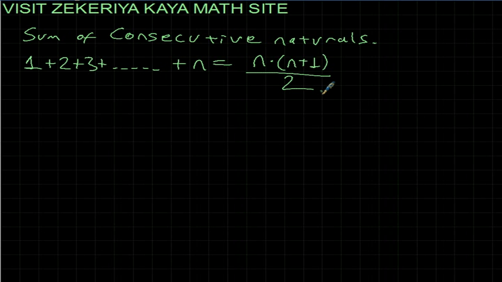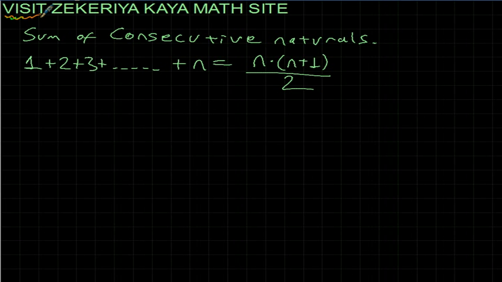Remember that. If you write only the formula, it's enough. You write the formula. Topic and formula, the sum of consecutive naturals. Oh, I shouldn't show this color. I must change it.